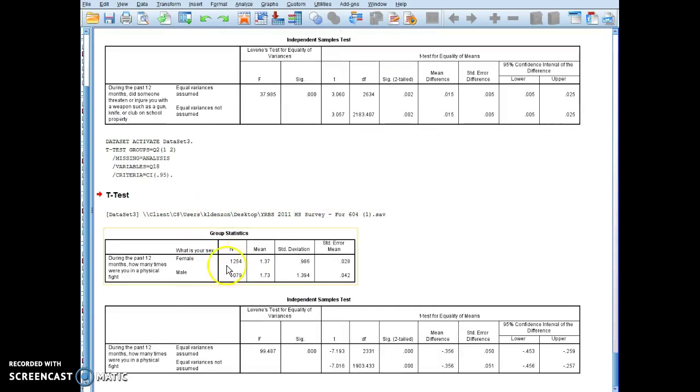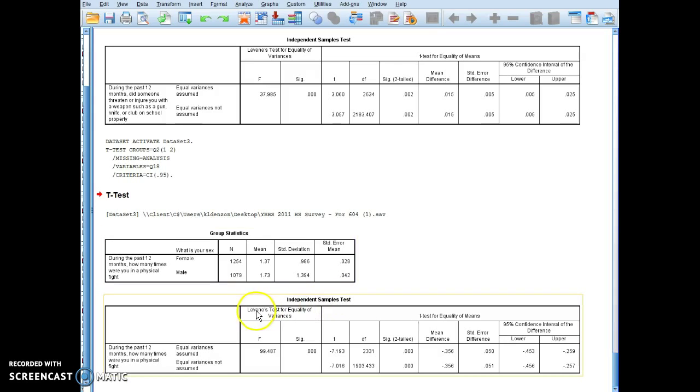So when I run the data, this is the information that I obtain. As you can see, the number of females is 1,254 and the number of males is 1,079. But this table is very important for us in order to identify the differences between male and female as per our question. There is a null hypothesis and a research hypothesis. A null hypothesis tells us that there is no difference in sexes for how many times a student was involved in a physical fight. A research hypothesis shows that there is a difference.